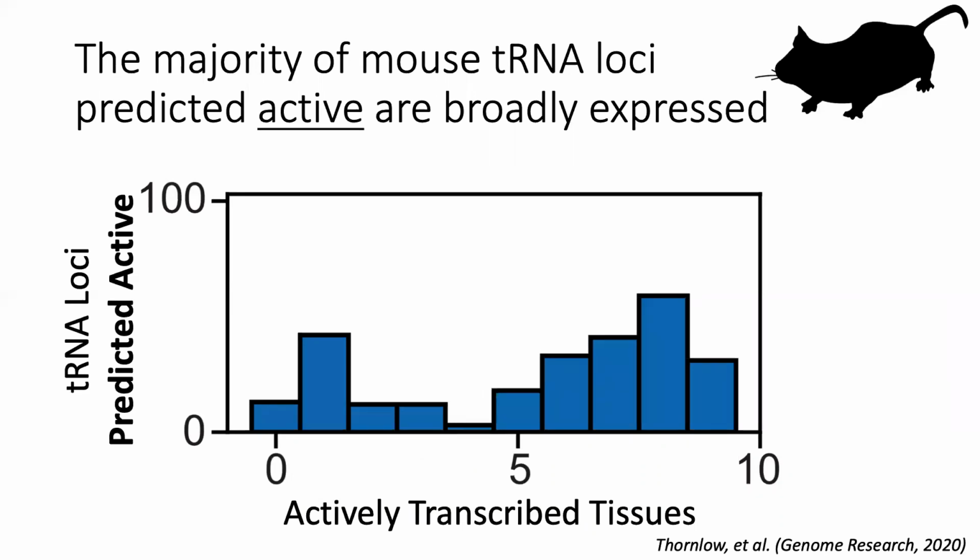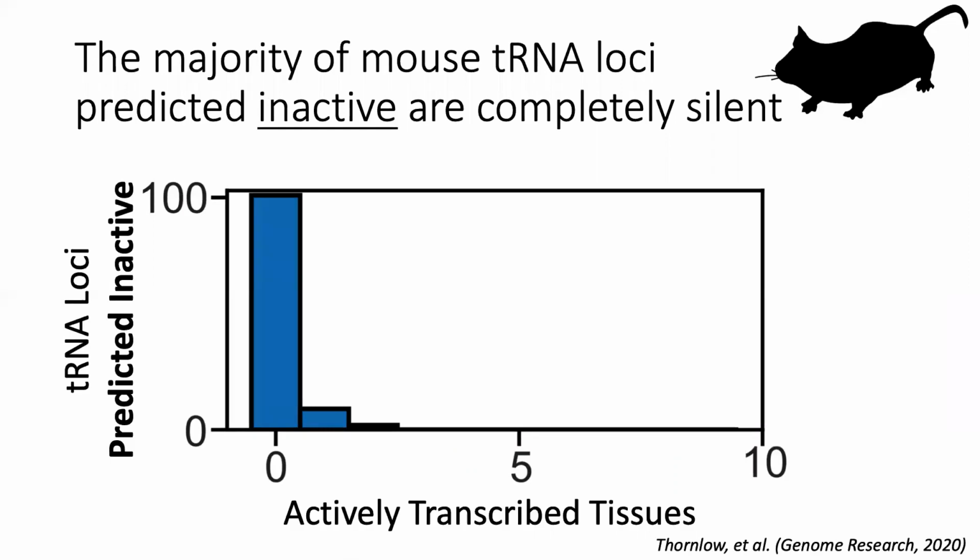So here are the mouse tRNA loci that we predict as active, shown as a function of how many tissues they are known to be active in based on the epigenomic data from the previous slide. And you can see the vast majority of these are active in at least one tissue. And if we look at the tRNA loci that we predict as inactive, in the same way, nearly all of them are at 0, but even the ones that are active, are only active in 1 or sometimes 2 tissues.